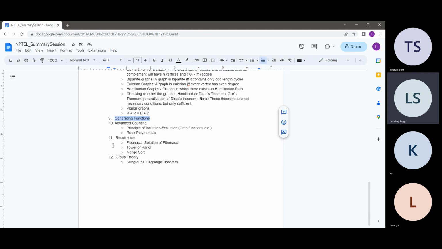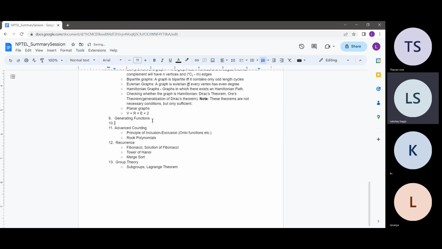And then week nine mainly focused on generating functions. I'm not going to go into too much detail for generating functions because almost everything based on generating functions has already been discussed in sessions. Maybe I'll just give you some expressions. We have already discussed it in problem sessions also.